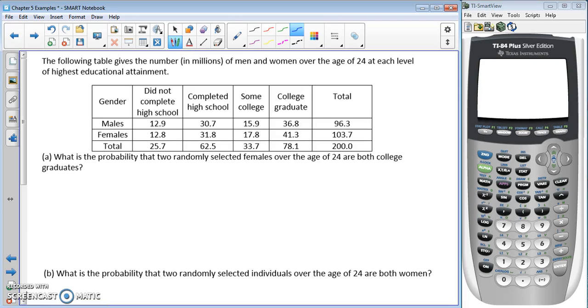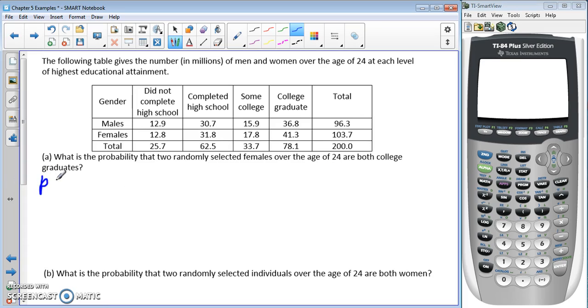So the following table gives the number in millions of men and women over the age of 24 at each level of highest educational attainment. Part A asks us, what's the probability that two randomly selected females over the age of 24 are both college graduates?